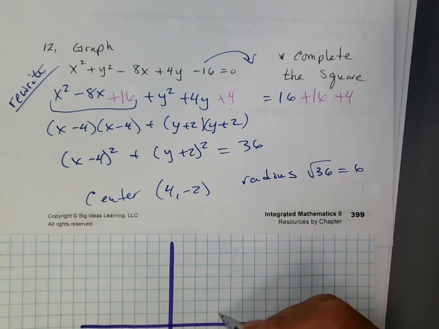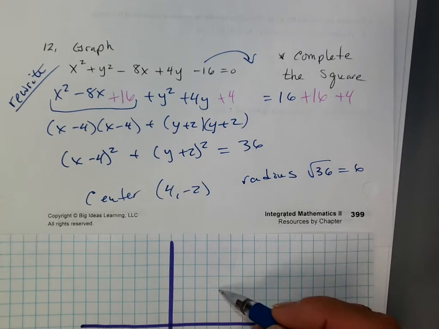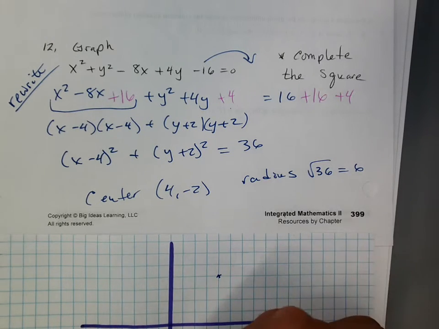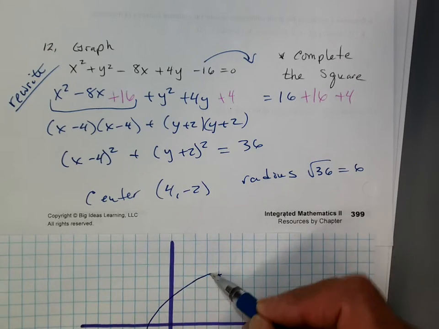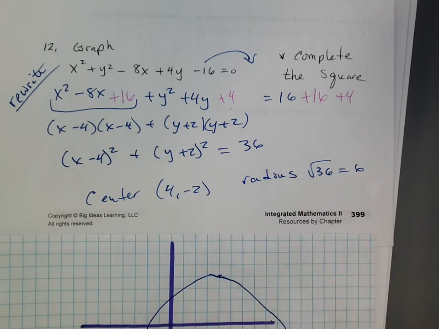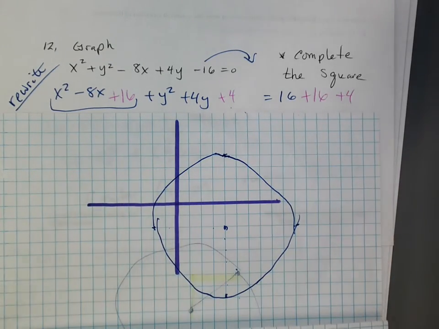So 4, negative 2, radius is 6. 1, 2, 3, 4, 5, 6. Let's see how good this one looks. Still looks like an egg, doesn't it? Oh, that's terrible. If you are a perfectionist, I do have compasses. Obviously, I'm not.